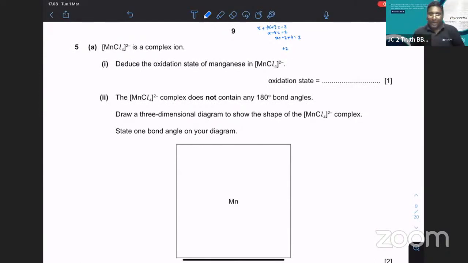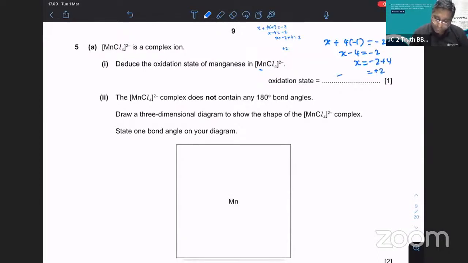Yeah, this is quite simple. So you just put X plus 4 times -1. Cl is -1. Equals to -2, so X is -2 plus 4, you will get plus 2. So you just need to put plus 2 over there. Done. Yeah. Now, the MnCl4 2- complex does not contain any 180 degrees bond angle.